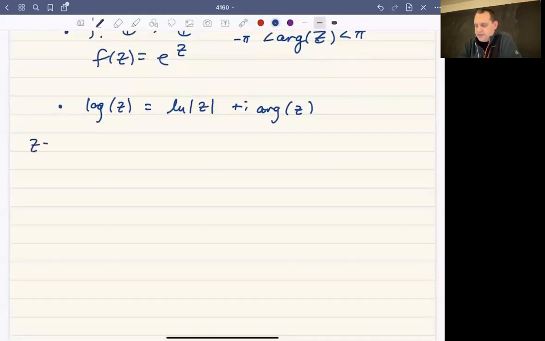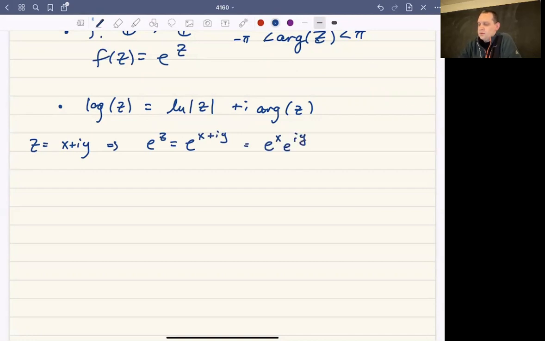The first is, let's say that z is x plus iy. In that case, e to the z is going to be e to the x plus iy, which we know is going to be e to the x times e to the iy. In other words, the modulus of e to the z is going to be e to the x. This is a real valued term. And then the argument of e to the z is going to be y. Okay, and so that's the angle that it's going to make.